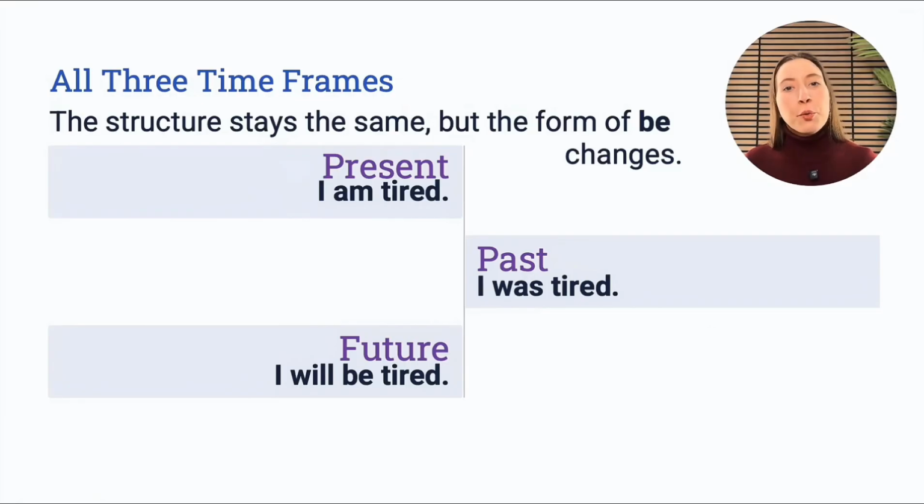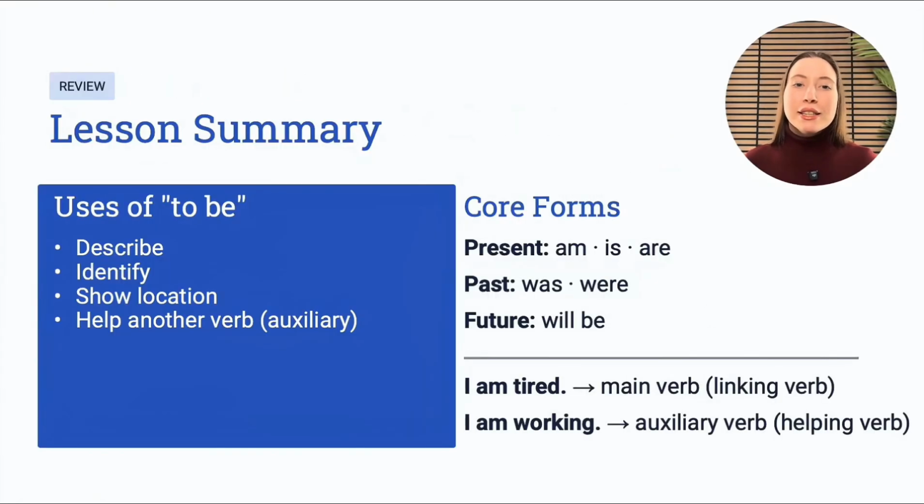Now let's review what we learned today and then do a quiz. The verb to be is used to describe, identify, show location, and sometimes help another verb. It has many functions, and that is why it appears so often in English sentences. Its main forms are present, am, is, are, past, was, were, future, will be. And try to remember, sometimes be gives the main information, for example, I am tired, and sometimes be helps another verb. For example, I am working.